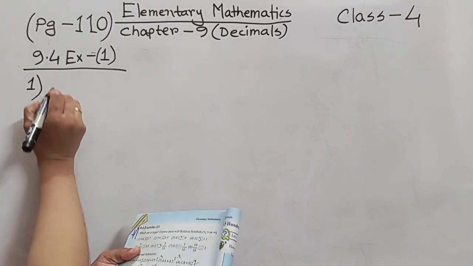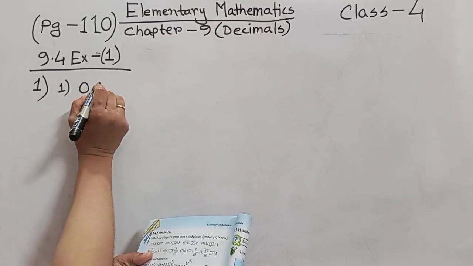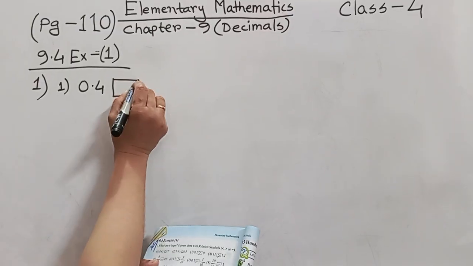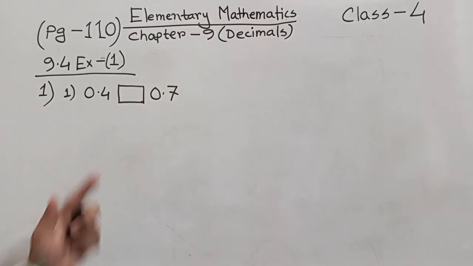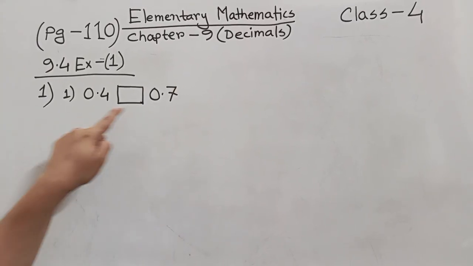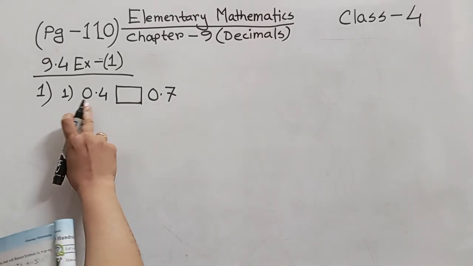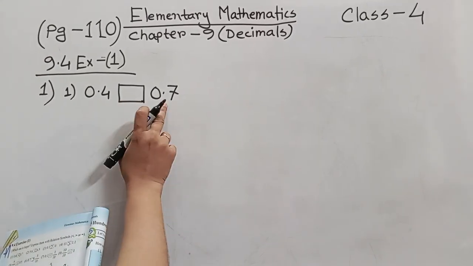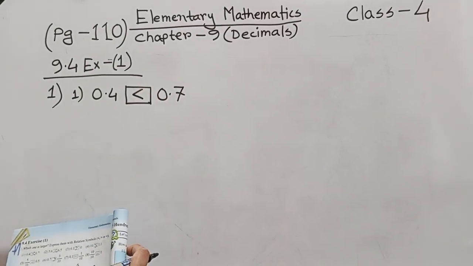So first of all, question number 1, the number 1 math: 0.4, the blank space, and then 0.7. We have to put here the appropriate relation symbol. Which one is greater, which one is smaller? First of all, we need to recognize that. So here 0.4 is smaller than 0.7. That's why this smaller sign will be here.